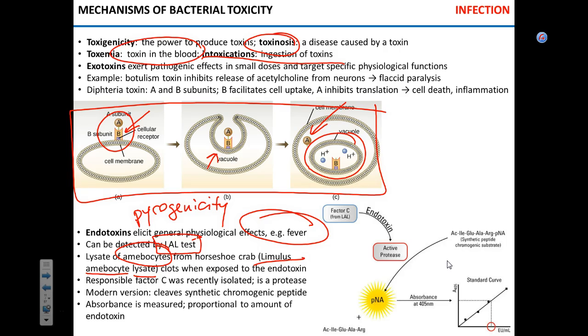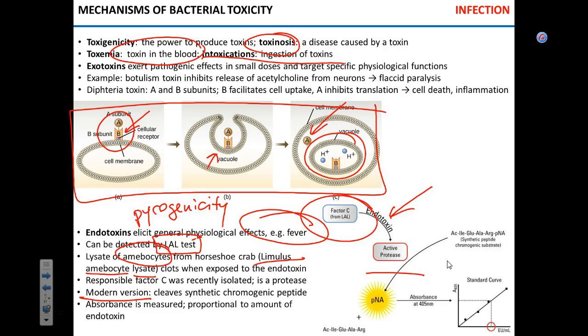Now what they developed is the modern version. They've been able to nail down the protein that is responsible for that clotting process. And it was a protease, so-called factor C. This factor C is activated by endotoxin and becomes an active enzyme, called a protease. Okay?